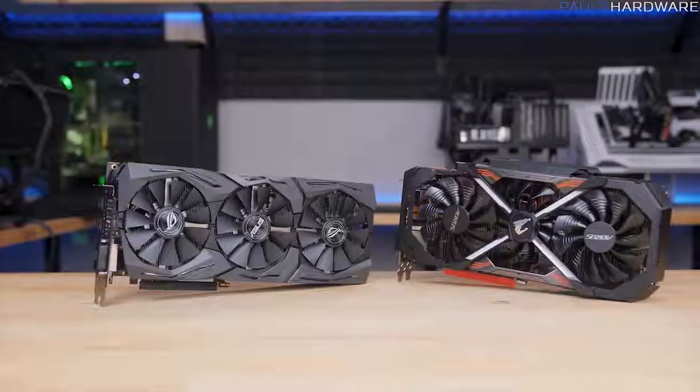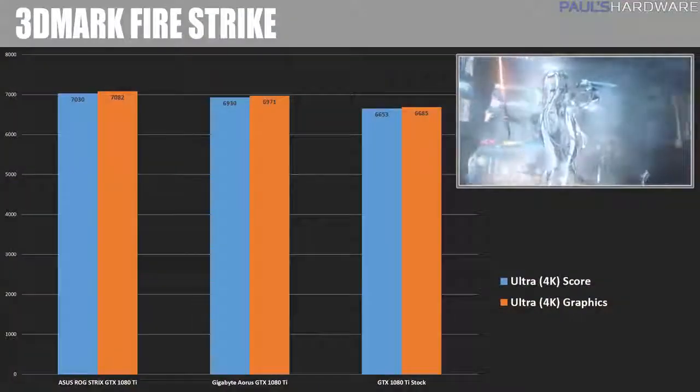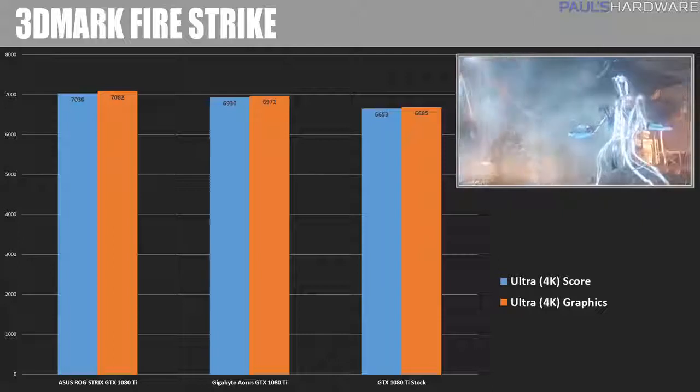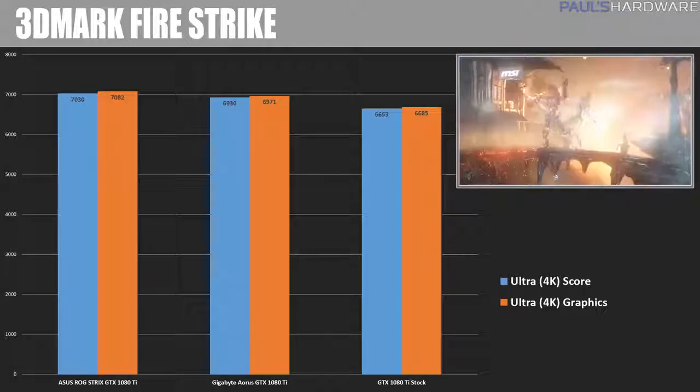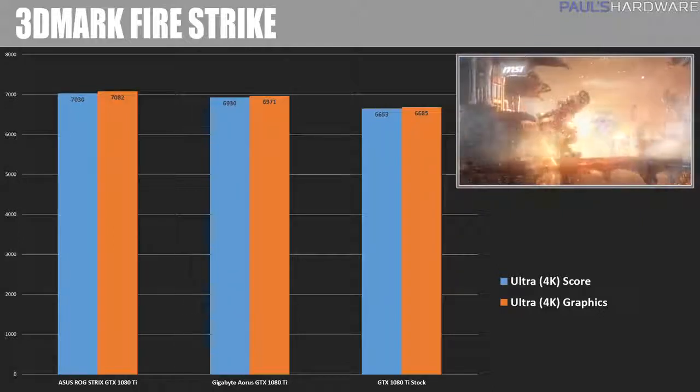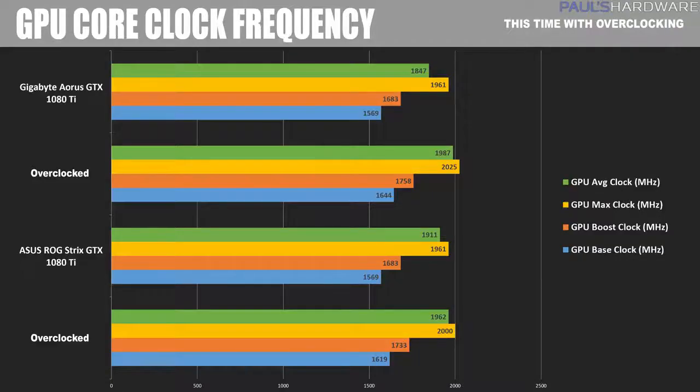So I'm not focusing on benchmarking performance for this video, but here are some Firestrike Ultra results just to show how clock speed affects performance. Out of the box, the ASUS STRIX pulls ahead just slightly due to that higher average sustained boost clock, but when I overclocked both cards manually, the AORUS 1080 Ti was actually stable with a plus 75 core clock, whereas the STRIX had to be dialed back to about plus 50.